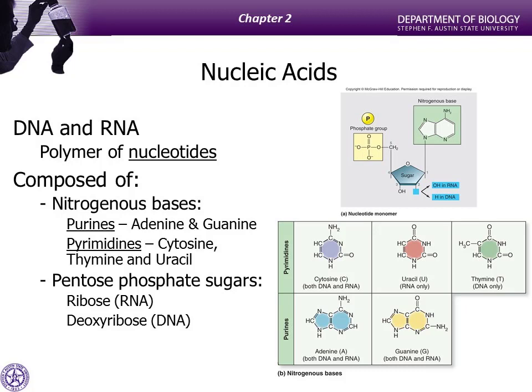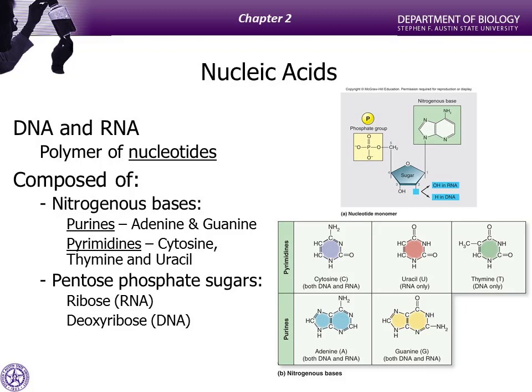What were our monomers of proteins that we just talked about? There are 20 different ones of them. Amino acids are the monomers that are assembled into the polymers we call proteins. For nucleic acids, our monomers are called nucleotides. And here we can see an illustration of a nucleotide. It consists of a phosphated sugar.